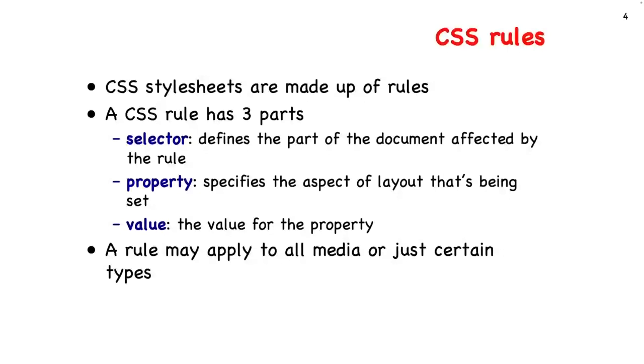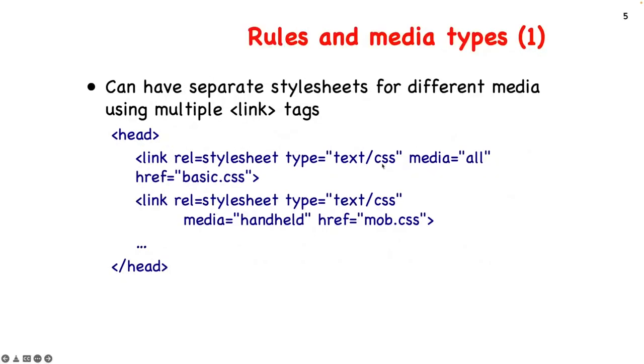We can make our rules apply to all media or just certain types. We can have one rule if we're looking on a small screen, and a different rule if we're on a big screen. So how do we do that? We'll look at that in a minute. Here we've got a link to a style sheet of type CSS. It applies to all media, and that's the file name.